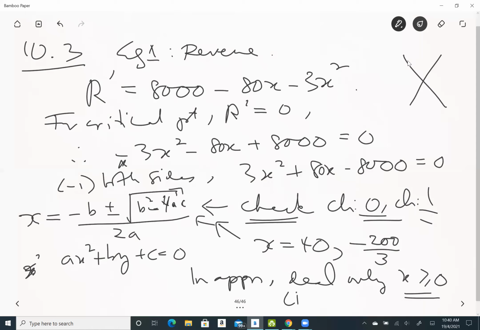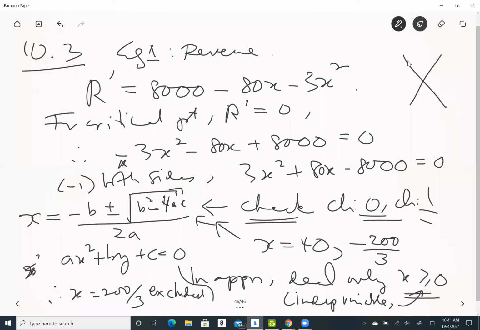So for the independent variable, we only consider positive values or 0. Therefore, x equal to negative 200 over 3 will be excluded. But if you want to do the test, that's fine, just for the sake of doing the test. But you don't have to. We only look at the positive x.